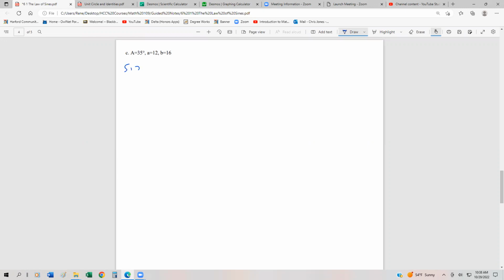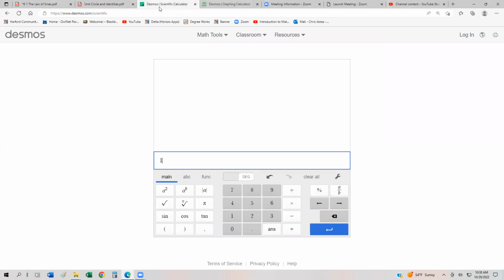So we would say that the sine of 35 degrees divided by 12 is going to be equal to the sine of B divided by 16. We can multiply both sides by 16. So we would get 16 sine of 35 degrees divided by 12 is going to be equal to sine B. All right? And then we could just go into our calculator. And we have 16 sine of 35 divided by 12, making sure we're in degree mode.